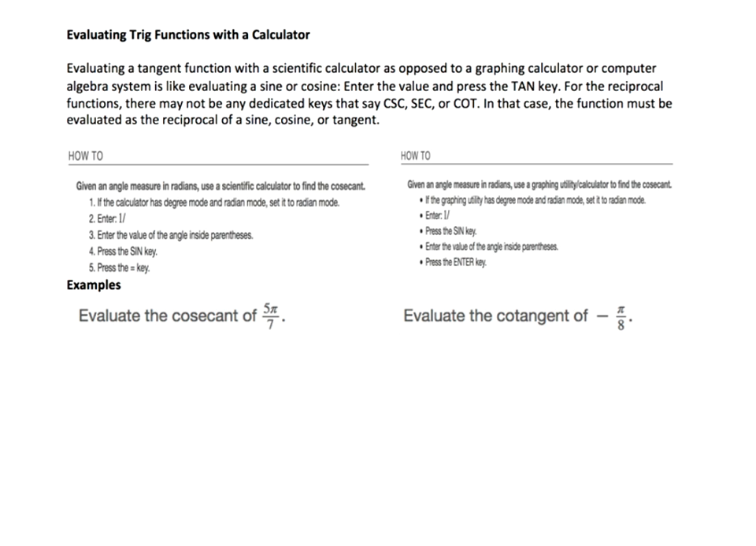Okay, so evaluating a tangent function with a scientific calculator as opposed to a graphing calculator or computer algebra system is like evaluating sine or cosine. Enter the value, then press the tangent key. That's for a scientific calculator. On your graphing calculator, you hit the function button first and then put in whatever you're trying to evaluate there. You don't have a cosecant, a secant, or a cotangent button. So what you have to do is put them in their reciprocal form.